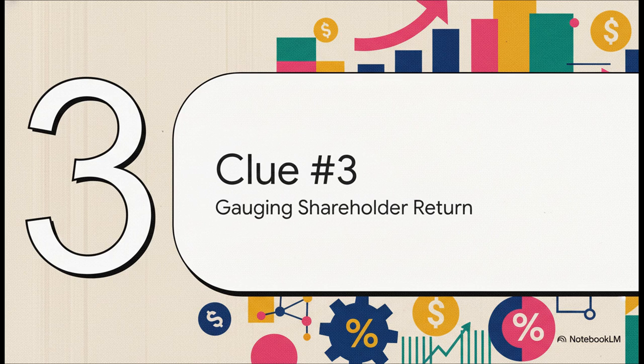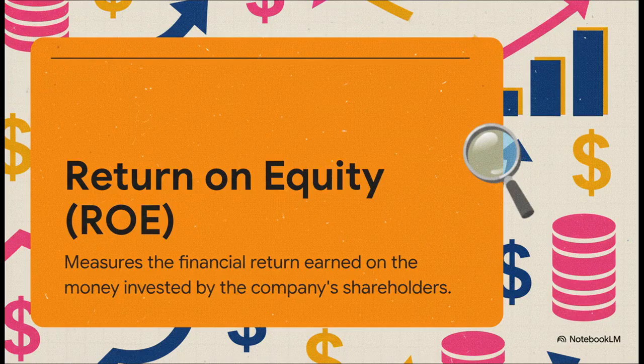Okay, so we've established the company is efficient and it's profitable. But here's the big question. What does this all mean for the people who actually own the company, the shareholders? Let's find out with our final and maybe most important ratio. This one, return on equity, or ROE, this is one of the heavy hitters in finance. It directly answers the question that every single investor wants to know. How good is this company at making a return on my money?